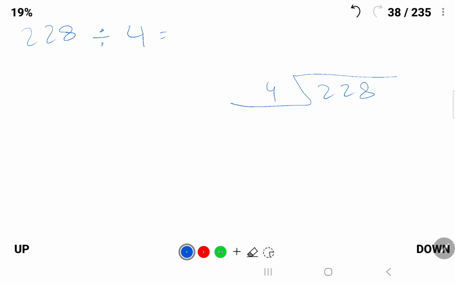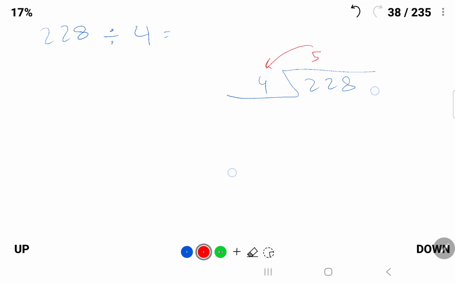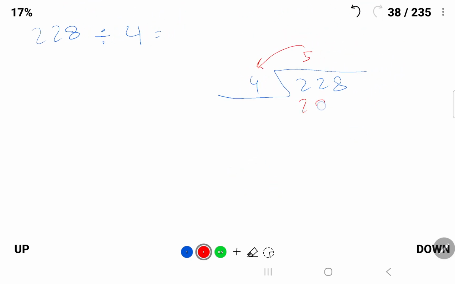Now how many times does 4 go into 22? 5 times. So 5 times 4 is equal to 20. 22 minus 20 is equal to, right here, 8.